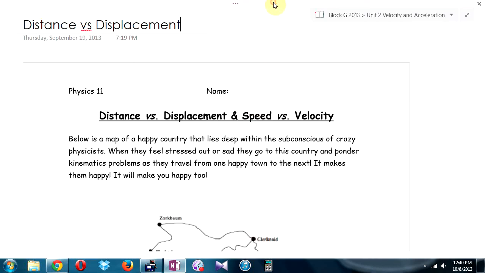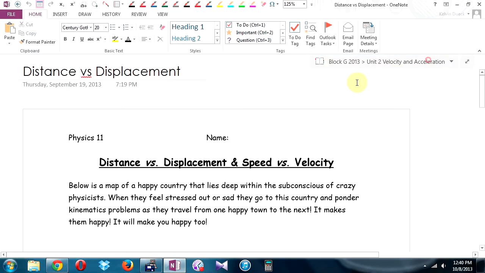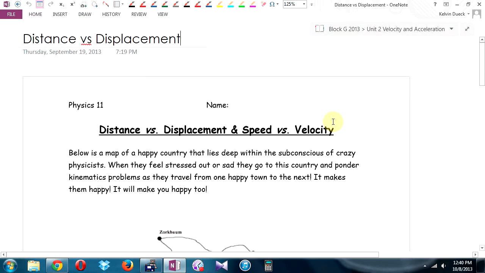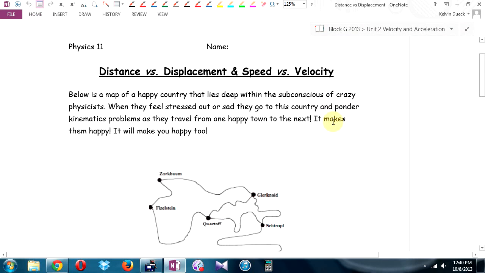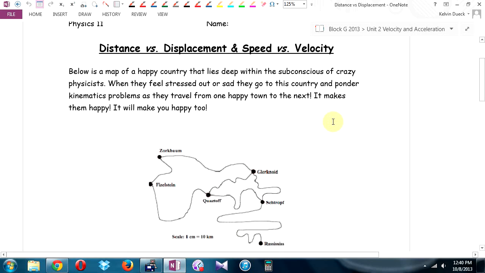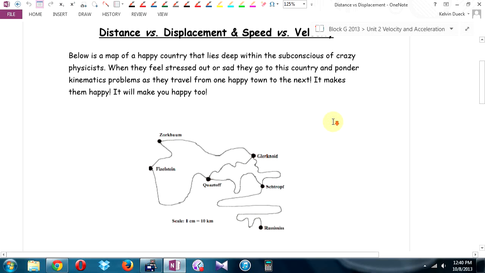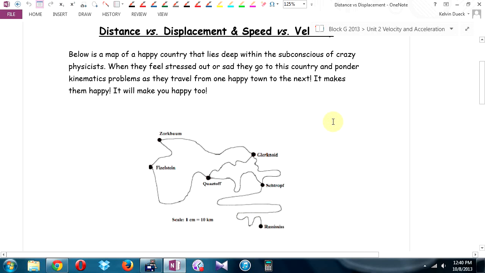Okay. It says distance versus displacement and speed versus velocity. Below is a map of a happy country that lies deep within the subconscious of crazy physicists. When they feel stressed out or sad, they go to this happy little country and they ponder kinematics problems as they travel from one happy town to the next. Oh, what a great place. It makes them happy, and I know it will make you happy too.